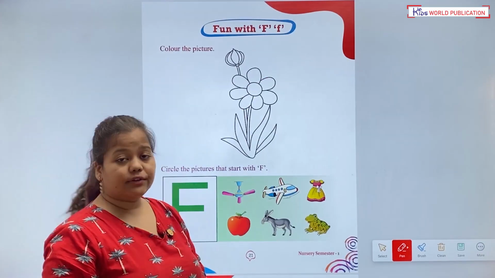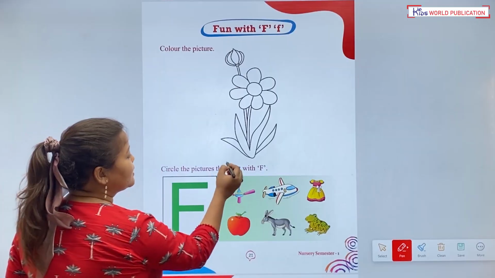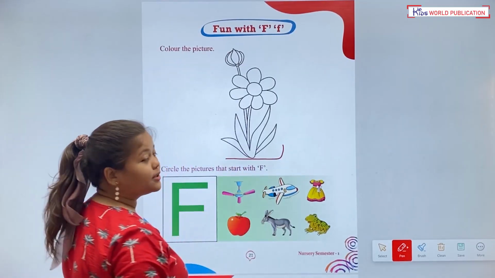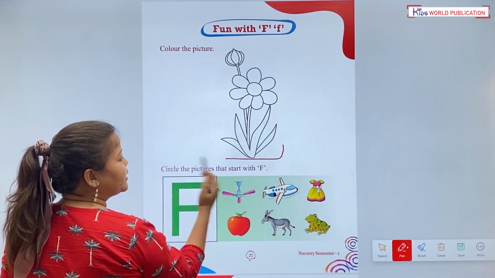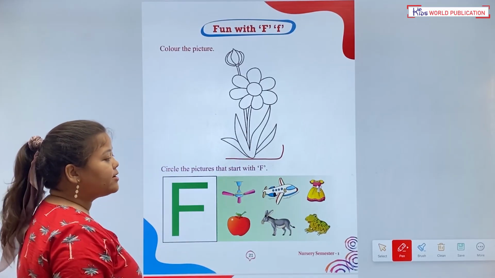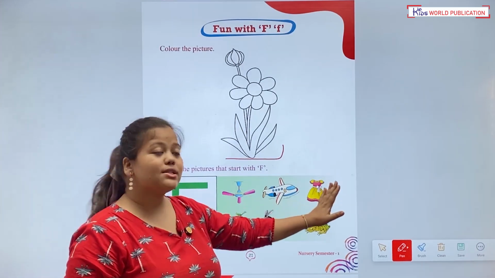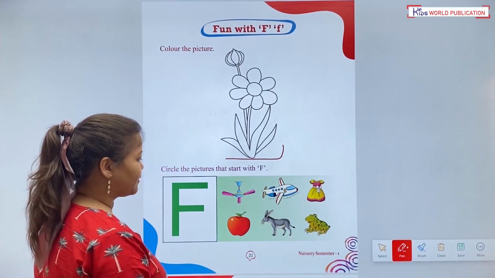Fun with F, fur. Color the picture. So kids, you will color this picture in beautiful colors. Circle the pictures that start with F. So kids, this is the letter F and here are given some pictures. You will circle the picture which names start with letter F.